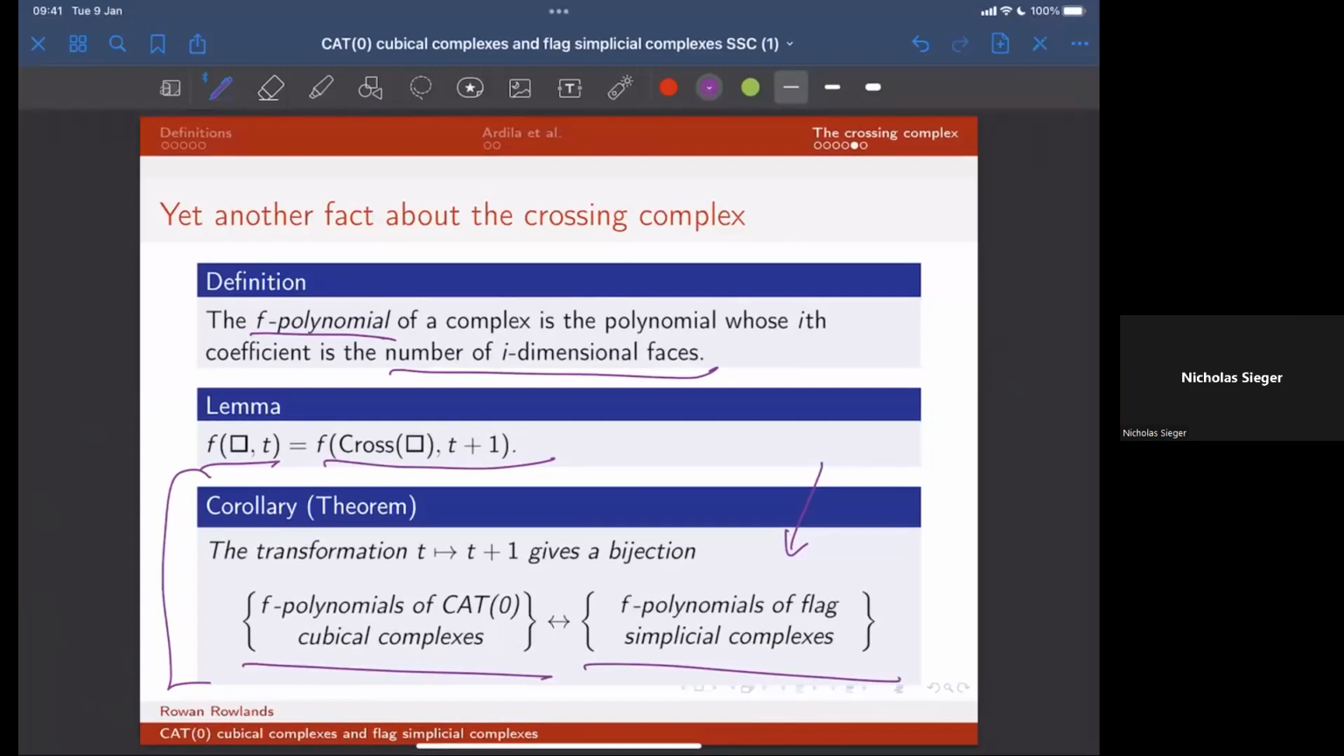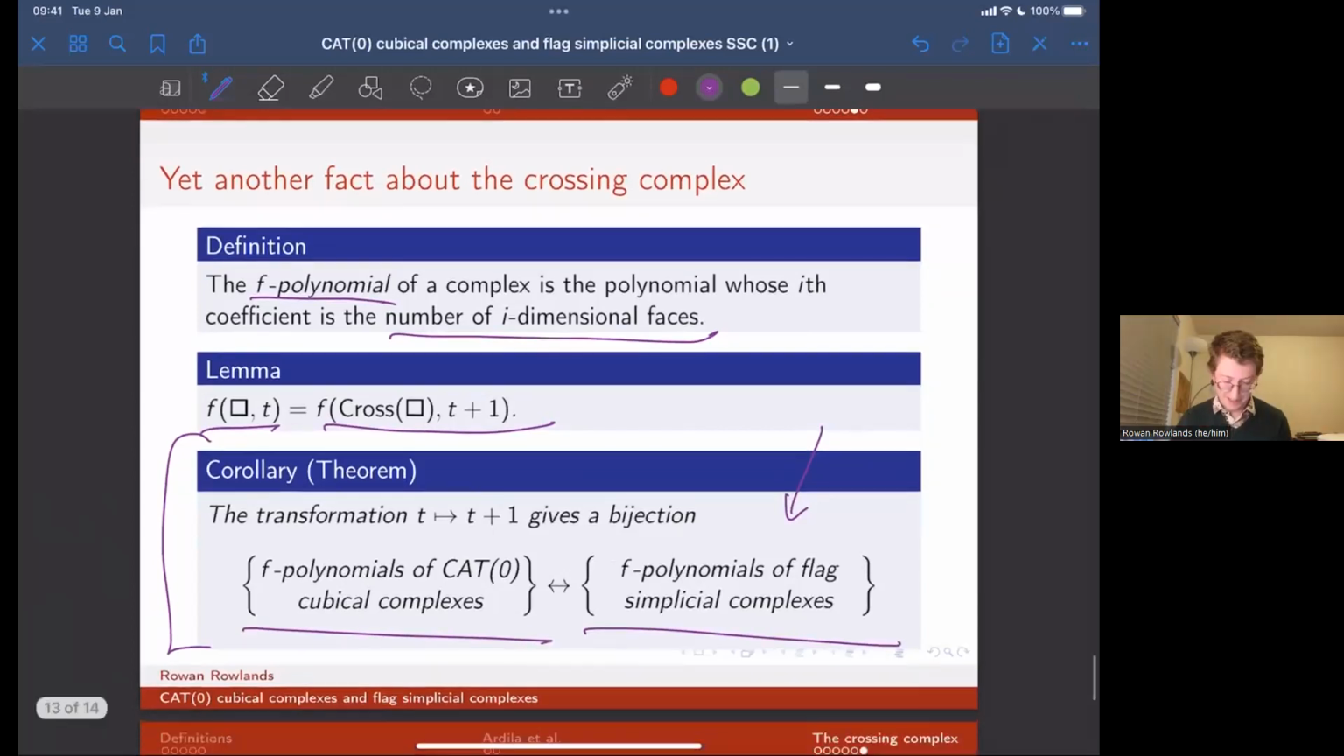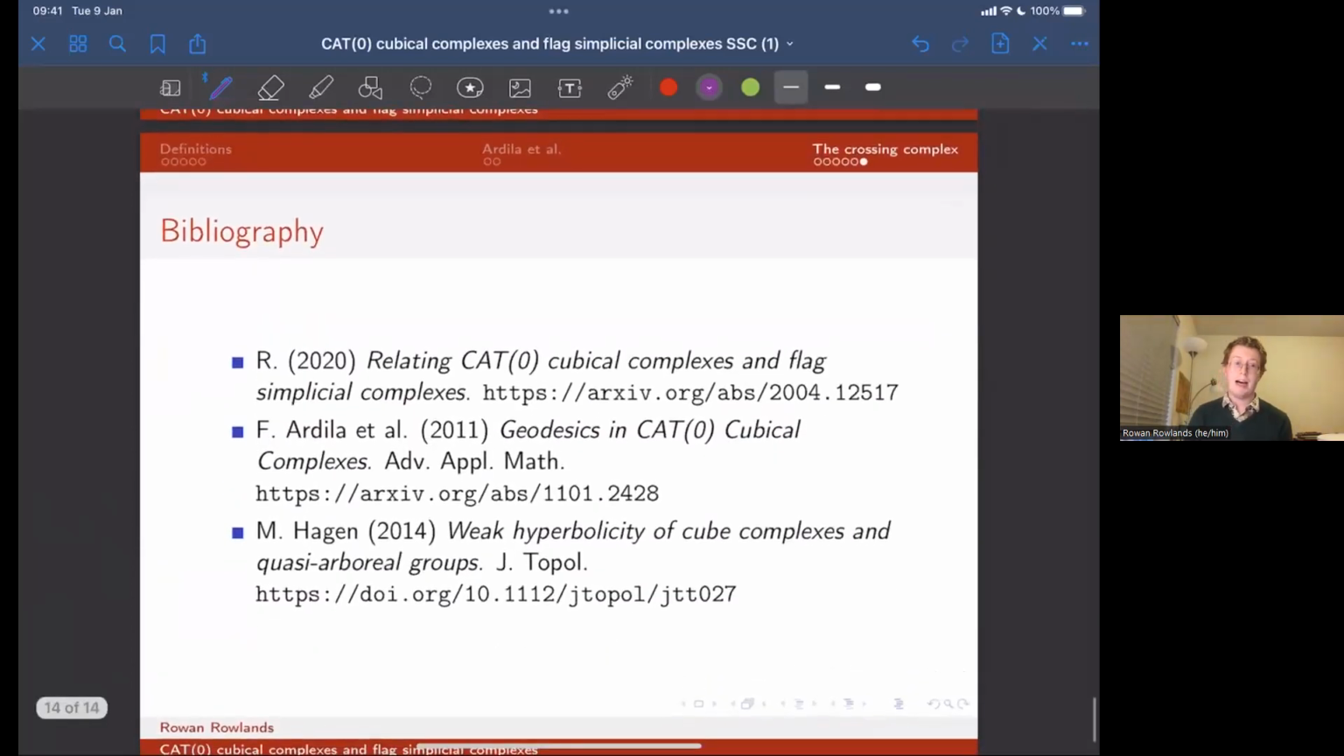Along those same lines, is it possible to draw a quick example of two cubical complexes that have the same crossing complex? Do you have any idea of how you might characterize when two different cubical complexes give you the same crossing complex? Characterizing in general, I think that would be a hard problem, but I can give you some examples. In fact, there's a pretty big class of examples.